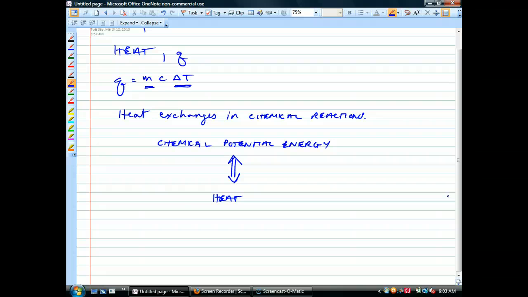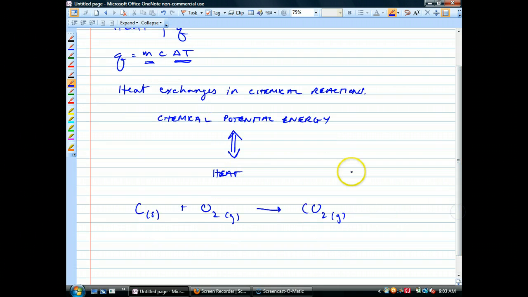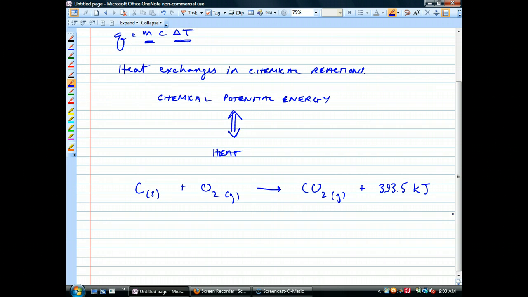Here's an example. If I take solid carbon and I react it with O2 gas so that I get CO2 gas, what will happen is this will also produce heat, 393.5 kilojoules.